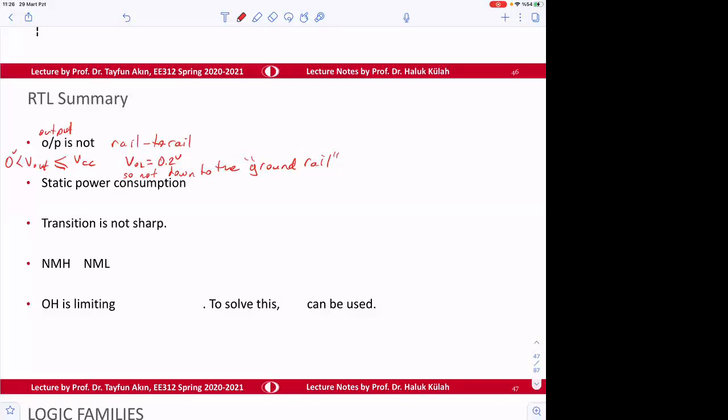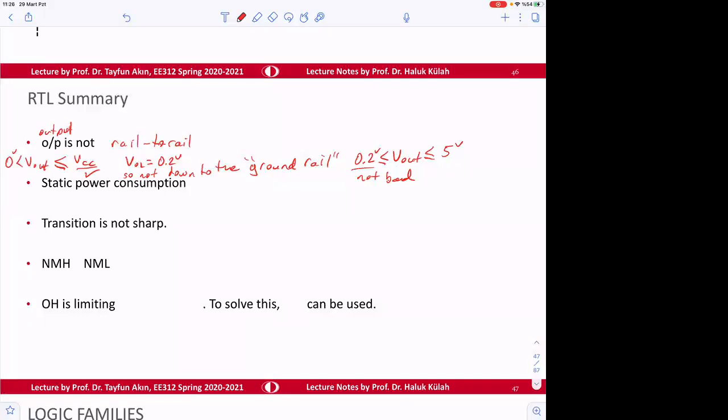Okay, so the positive one is okay. This is good. But the other one is not good. But it's not bad. I mean, 0.2 volts is still a good value. V out is between 5 volt and 0.2 volt. Not bad, I mean. So it's good.